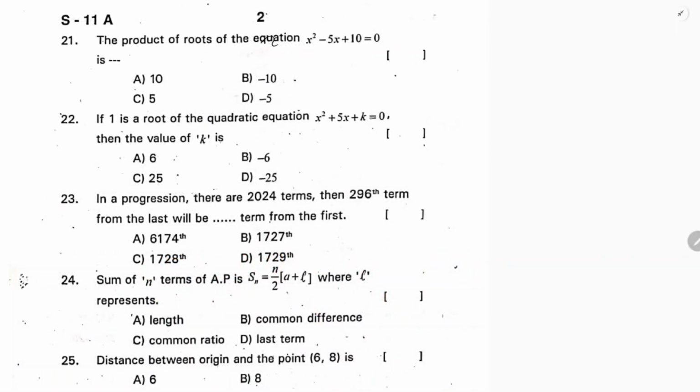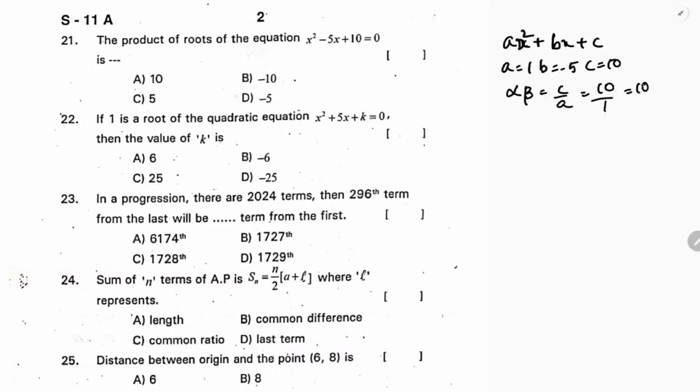The product of the roots of the equation x square minus 5x plus 10 equals 0. Comparing with the standard one, ax square plus bx plus c, a is 1, b is minus 5 and c is 10. The product of the zeros is c by a, so 10 by 1, which is nothing but 10. So the correct option is A.